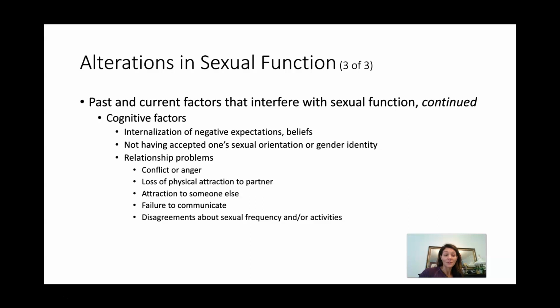Relationship problems are oftentimes a really big one that alters people's sexual function. So there is some type of conflict, anger, argument going on in the relationship. There is a loss of physical attraction for your partner. Maybe you become attracted to someone else and you compare your partner to that person. There's a failure to communicate what your desires are, what you want, what you don't want. Or there are disagreements about how often sexual encounters are going to happen, or what types of activities you're going to do with your partner.